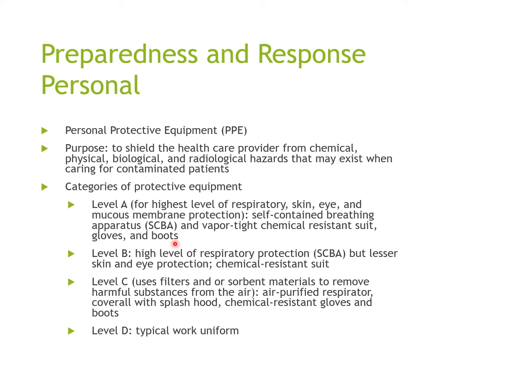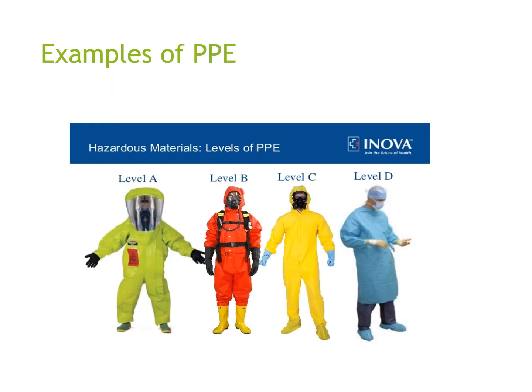For your purposes, know that level A is for the highest level of respiratory, skin, eye, and mucous membrane protection. This is when we're having Ebola patients for sure, or even right now with COVID patients. How do we have to gown up and gear up and everything we have to put on, versus our typical uniform that we may be wearing at work. So just know the differences, at least between A and D. This is what that may look like. See level A. I don't think we're looking like this for COVID, but I know we looked like this for Ebola for sure.